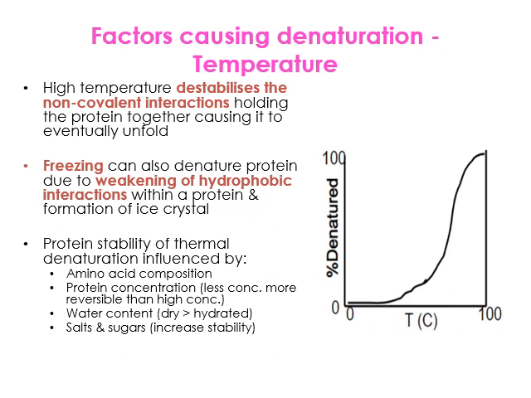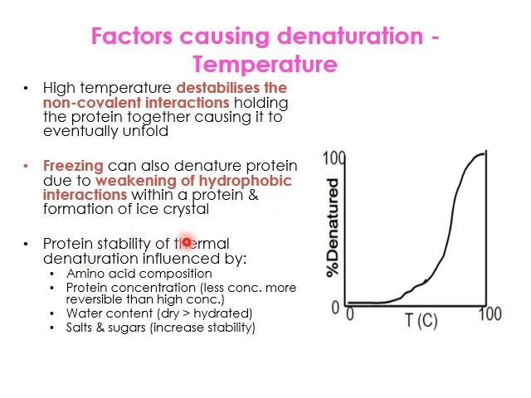Factors that can cause denaturation, one example would be temperature. High temperature can destabilize the non-covalent interactions that hold the protein together, causing it to eventually unfold. Not only high temperature, low temperature at freezing condition can also denature protein by weakening the hydrophobic interactions within the protein, and at the same time the formation of ice crystals can also cause protein denaturation.